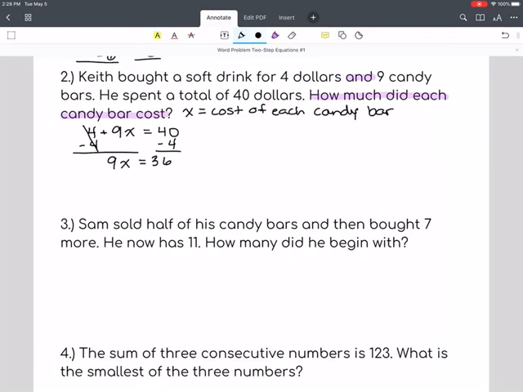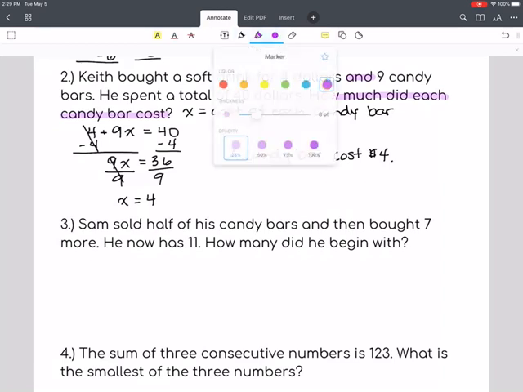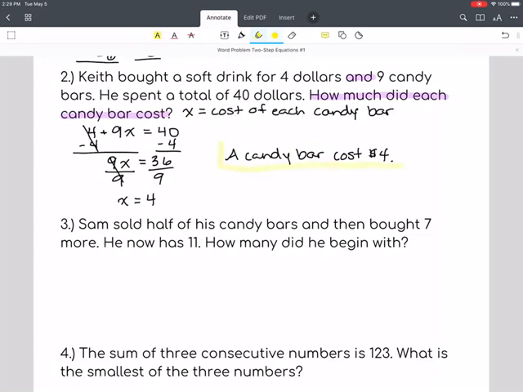Sorry. So then 9x. 9 is being multiplied by x, so the inverse of that is to divide by 9. And then 9 divided by 9 is 1, so I have 1x left. And that would equal 4. So a candy bar costs $4. And I will circle it in the yellow.